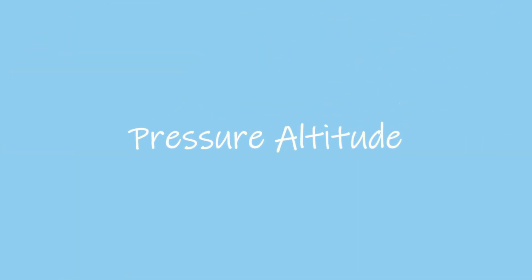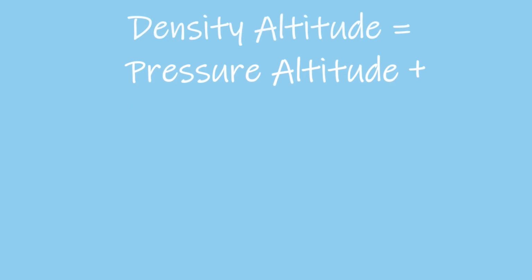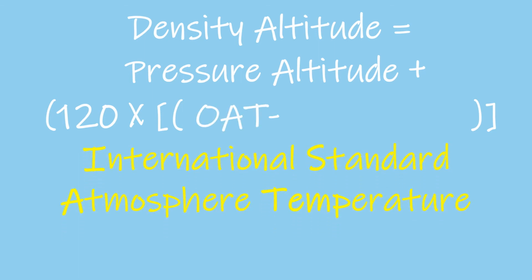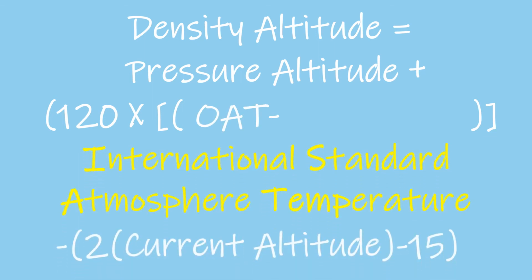You then plug the pressure altitude into the density altitude equation. The density altitude equation is density altitude equals pressure altitude plus 120 times the outside air temperature minus the international standard atmospheric temperature, which is -2 times the current altitude minus 15.